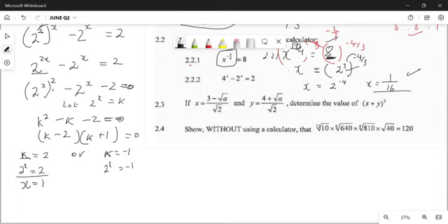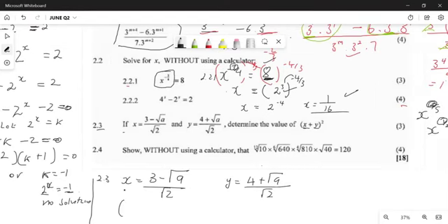Okay, sure. And then this side, here there's no solution because the base is positive and this base here is negative. They will never be equal because one of them is positive and one of them is negative. So here we have no solution for this one.